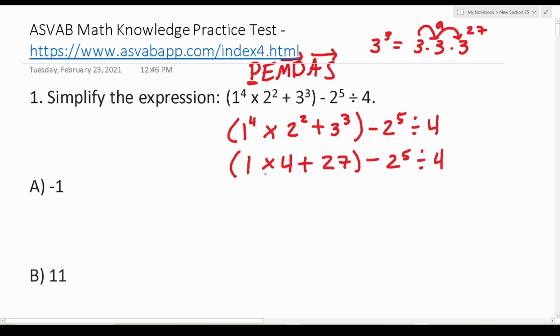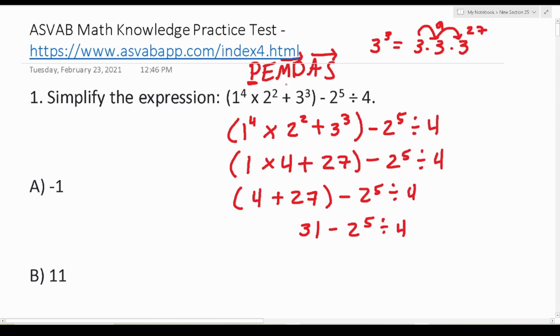Now, as we can see, we have a multiplication and addition left. According to the order of operations, multiplication comes before addition. So we're going to take care of that right now. 1 times 4 is 4, okay? Minus 2 to the 5th divided by 4. And finally, we just have addition inside this set of parentheses, so let's go ahead and take care of that. 27, 28, 29, 30, 31. So this is 31 minus 2 to the 5th divided by 4.